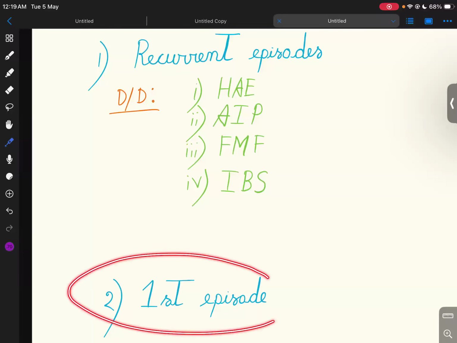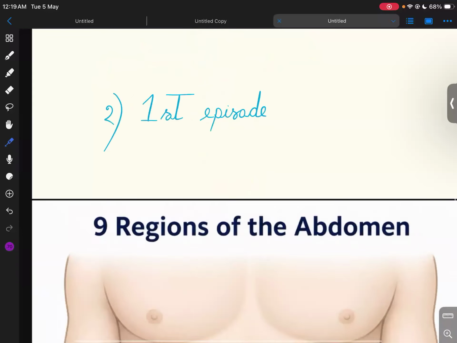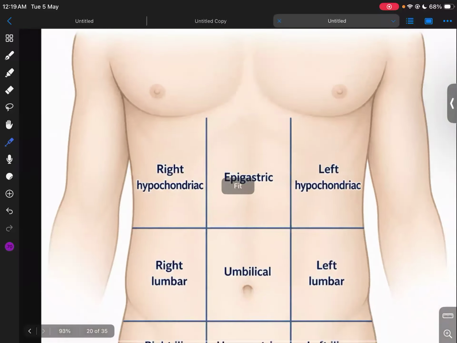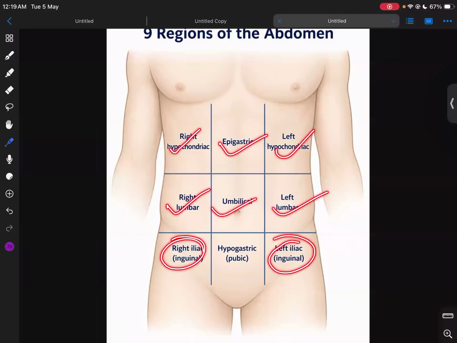Then come to the mighty first episode of tummy pain. Again, before discussing it, I want you to understand something very important: the organs that lie at each quadrant. So these are the nine quadrants of our tummy. This is right hypochondrium, this is left hypochondrium. This is epigastrium. This is right lumbar, umbilical, left lumbar. Then this is right iliac, left iliac, and this is suprapubic.